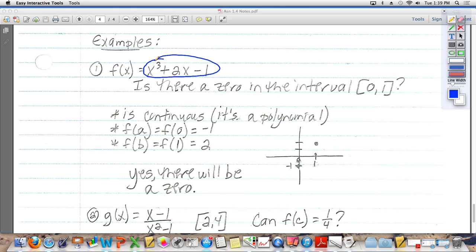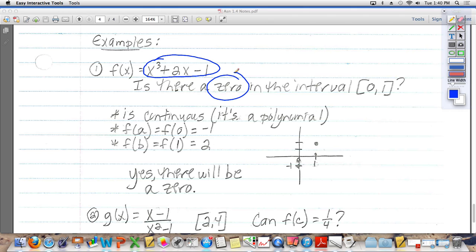Polynomials are continuous. Is there a zero in the interval from 0 to 1? So the question, first of all, is the graph continuous from 0 to 1? Well, it's a polynomial. Polynomials are continuous everywhere. So is it going to be continuous from 0 to 1? Yes, absolutely. So, yes, it's continuous. It's a polynomial.